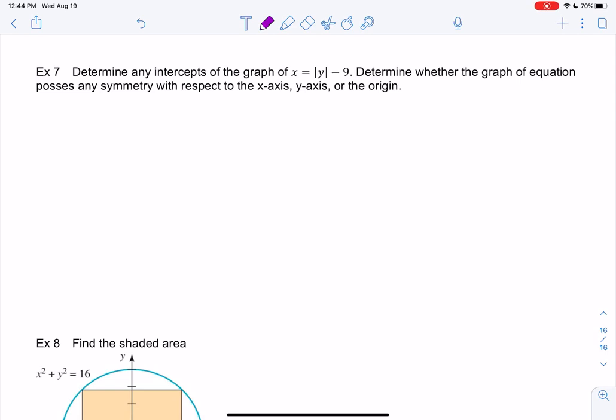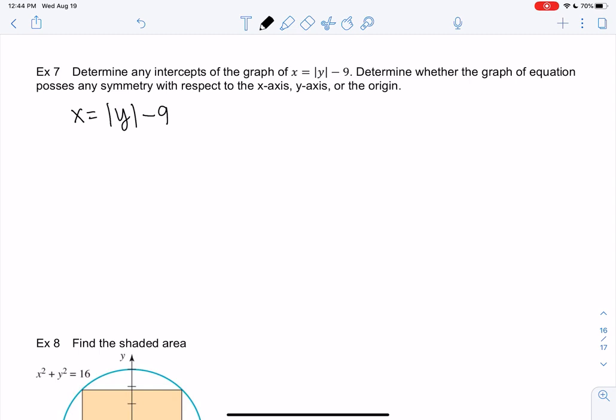All right, let's finish up chapter one with our final two examples. Let's do intercepts and symmetry again, and then just go back to circles a little. So let's look at the graph x equals absolute value of y minus 9. We could graph it, but we're going to try to figure out all this information without the graph.